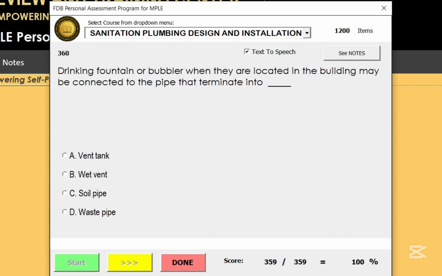Drinking fountain or bubbler when they are located in the building may be connected to the pipe that terminates into blank. A. Vent tank. B. Wet vent. C. Soil pipe. D. Waste pipe. Please pick your choice. Option D is your choice, and it's the correct answer. Well done.